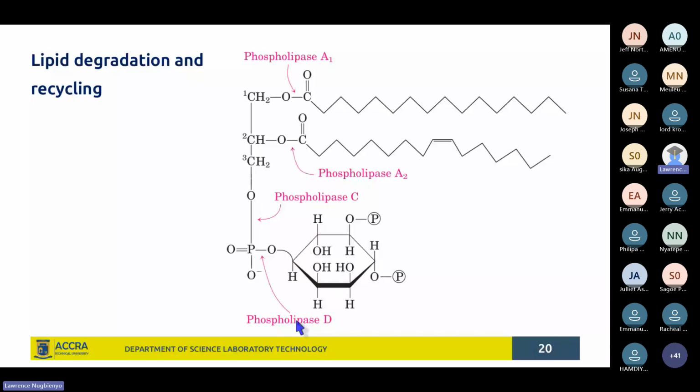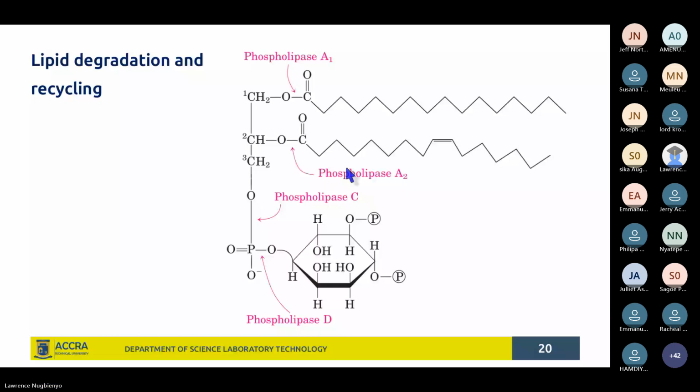So which means that all these components, after they are broken off the glycerol backbone, can go into the formation of other phospholipids. So that is what is being referred to as the recycling pathway of these lipids. And this occurs regularly, it's happening constantly with the membrane lipids.